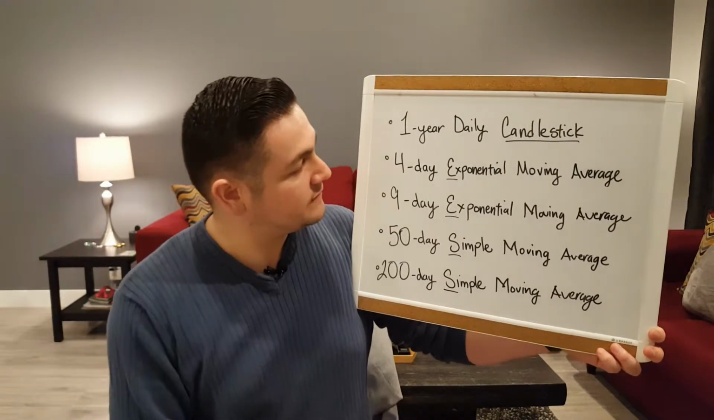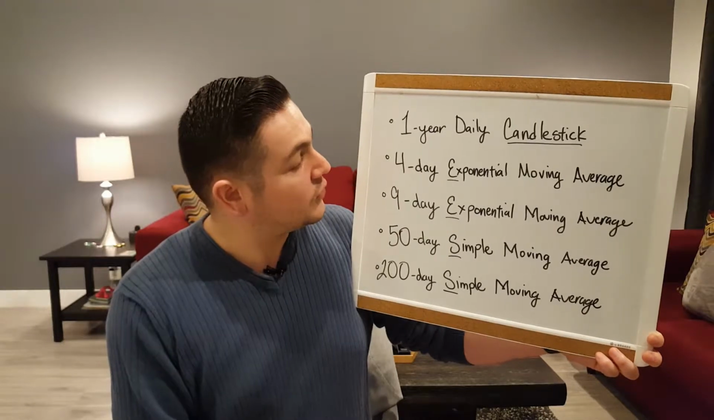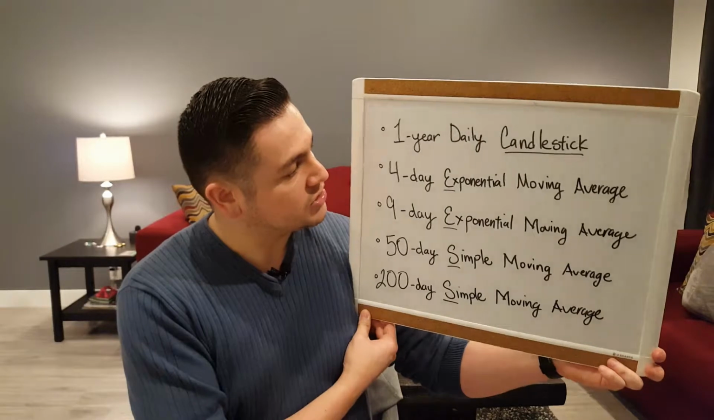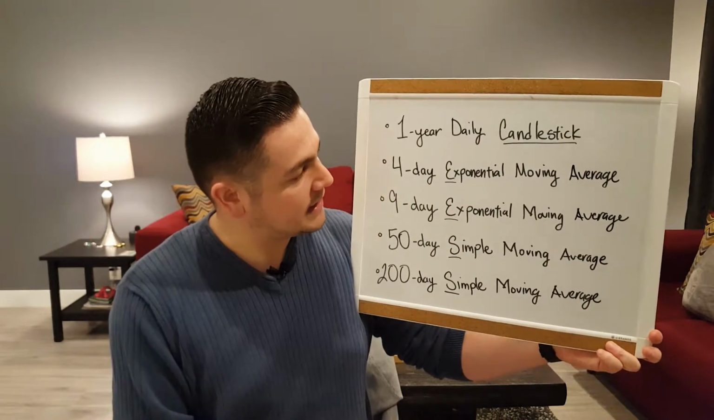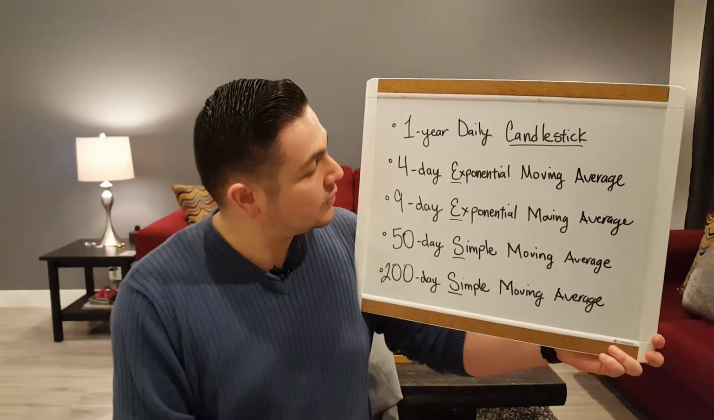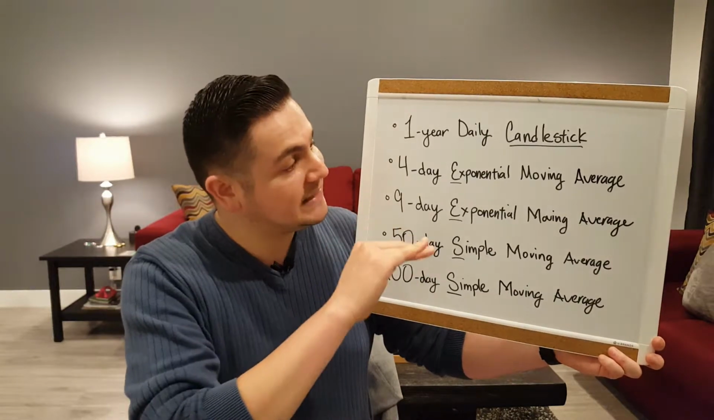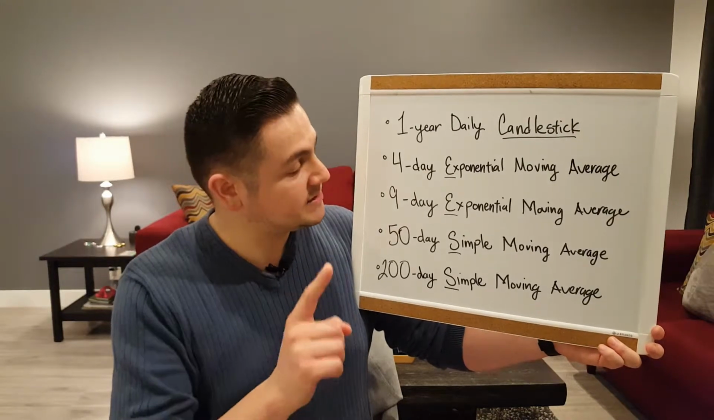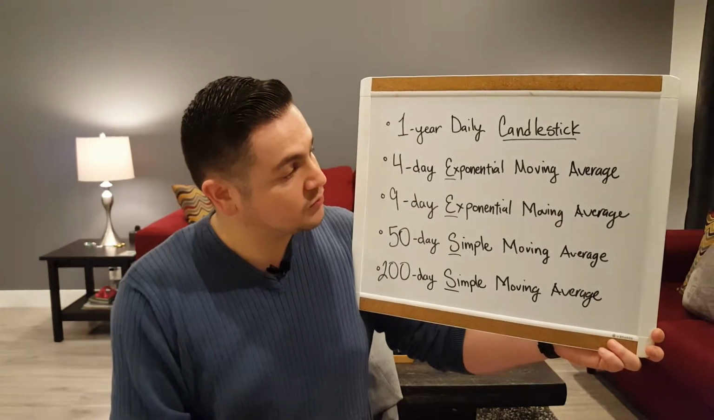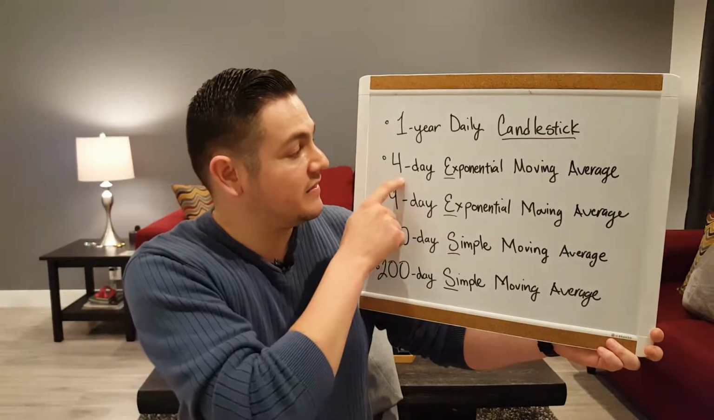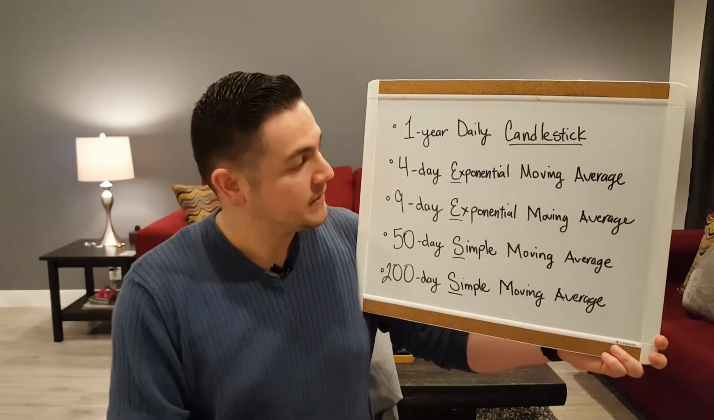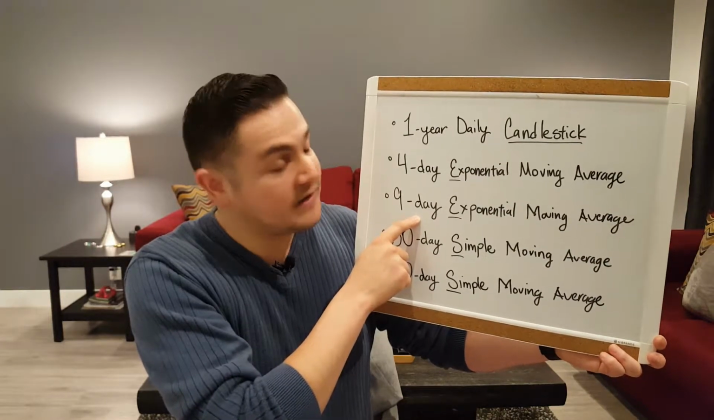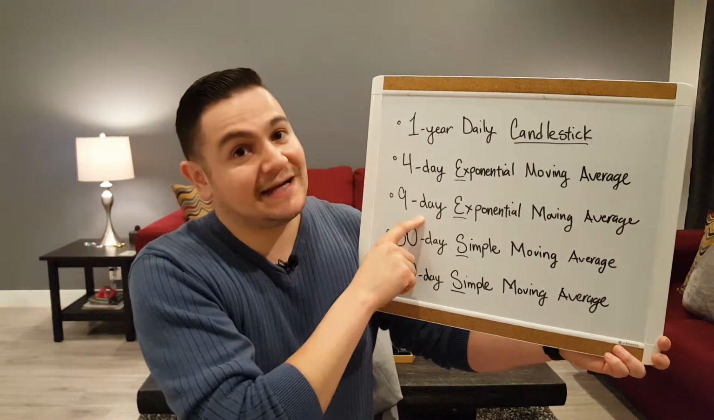Next up, we have the 4-day exponential moving average. Now don't get that confused with the simple moving average. Make sure you look at the exponential. Now that runs really tight with the candlesticks, and it doesn't tell me much until I put the 9-day exponential moving average. Then the 4-day tells me a whole lot, because once that crosses over the 9-day exponential moving average, that's my time to buy.